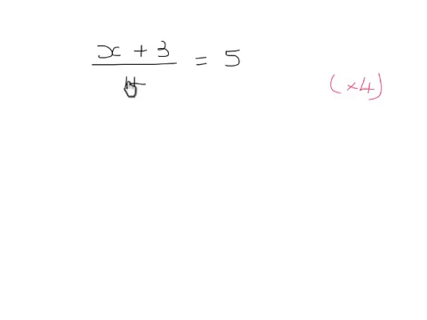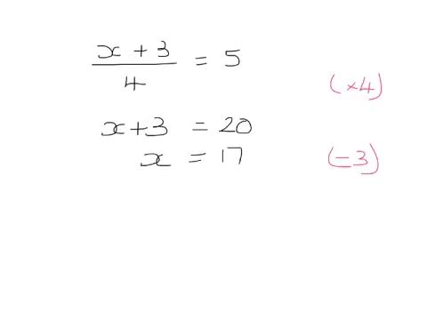If I multiply this side of my equation by 4, then I'm going to be left with x plus 3. Then if I multiply my 5 by 4, I'll be left with 20. So I've now got x plus 3 equals 20. And again, it's the 3 that's now getting in the way, so I'm going to take 3 away from both sides, and that's going to leave me with x equals 17. I'm always going to put it back in to check. So 17 plus 3 equals 20. 20 divided by 4 does equal 5.